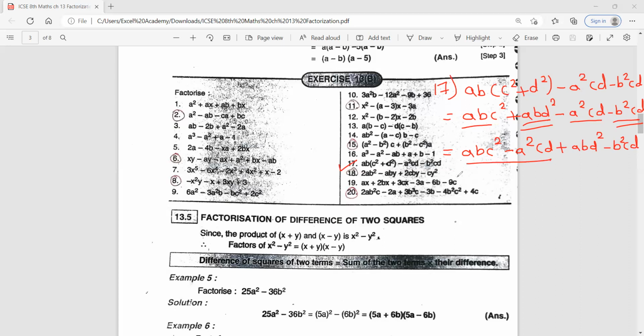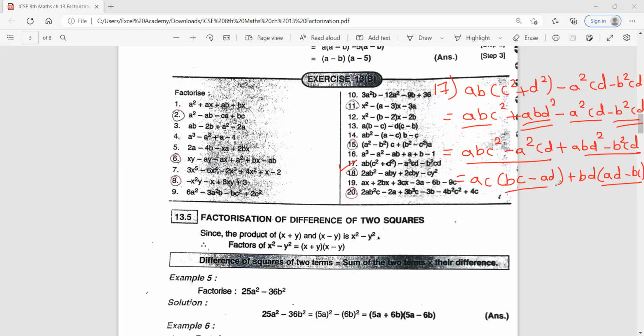From the first two terms, what common can you take? AC. So what do you get inside the bracket? BC minus AD. Correct. From the last two terms, what common can you take? Minus BD. Minus no, plus. We will do this minus later, I understood, but let us do one step. So you can take BD common first of all. So inside the bracket you get AD minus BC.